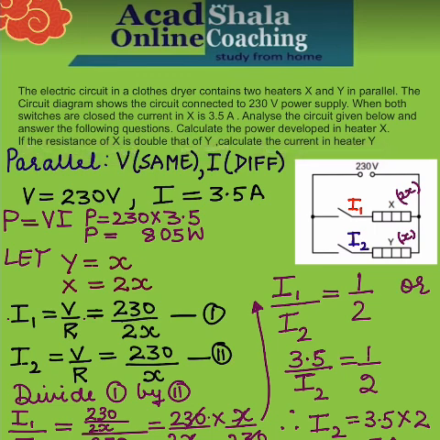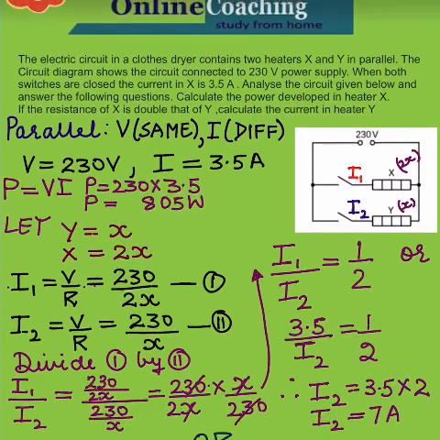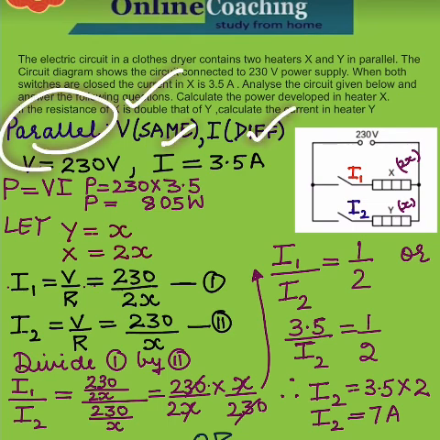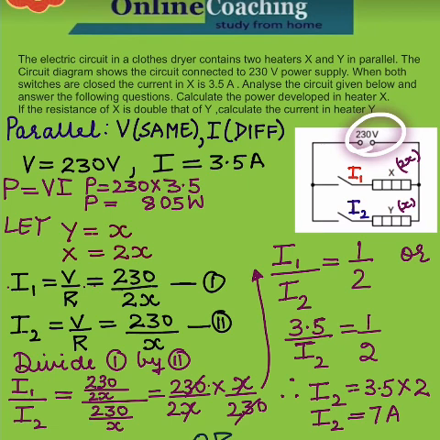Now students, first of all, we have to keep in mind the concept we have studied. In the parallel combination, we have studied what? That the voltage is the same and the current is different. Voltage is the same and current is different. Clear? Now, in the first part, we have to find out the power developed in heater X.